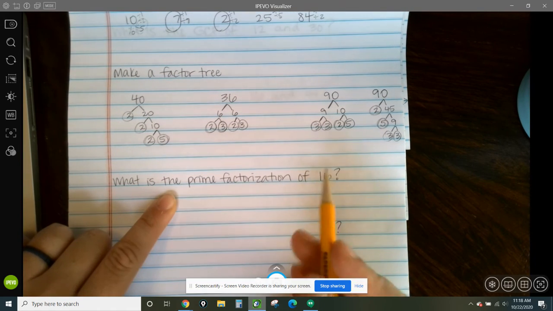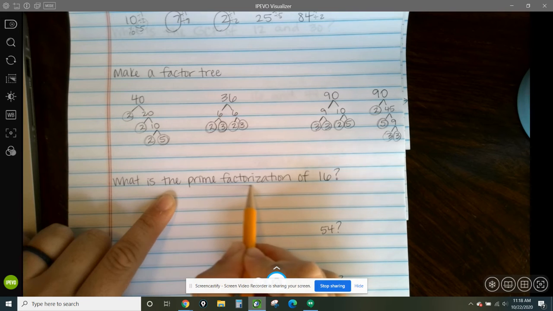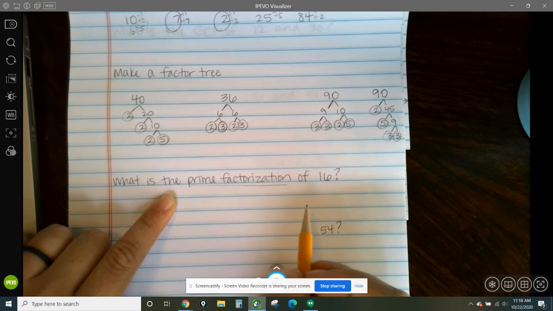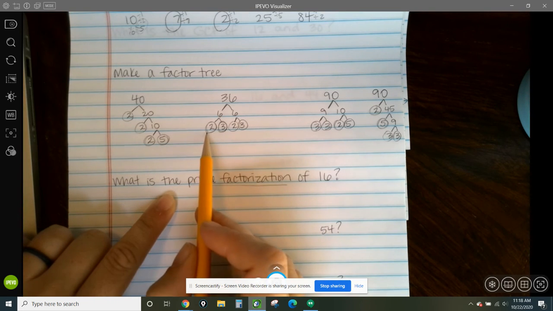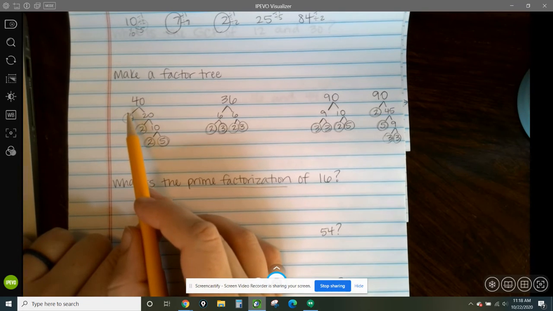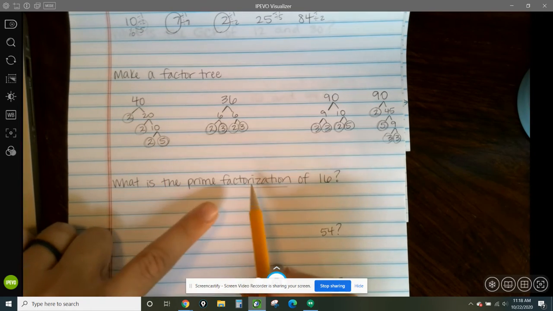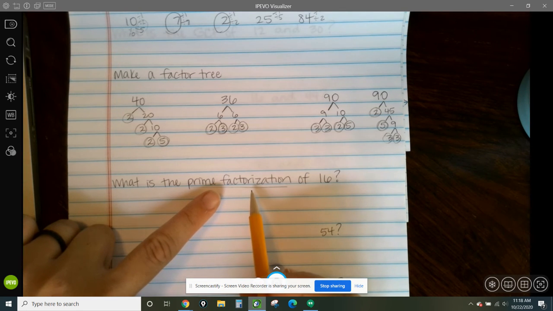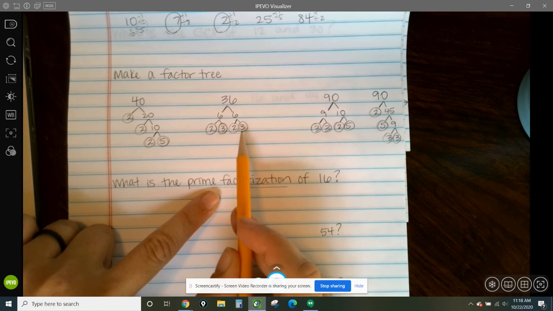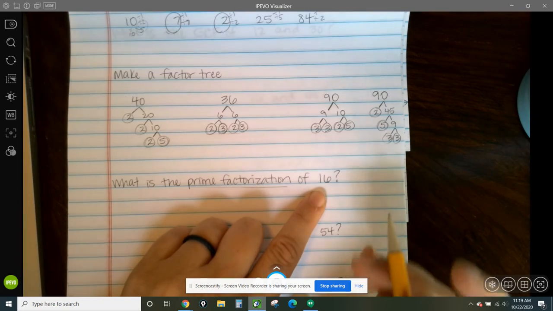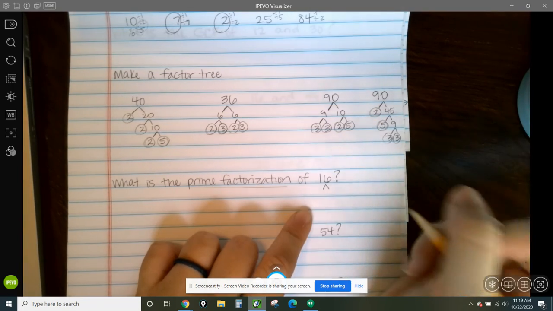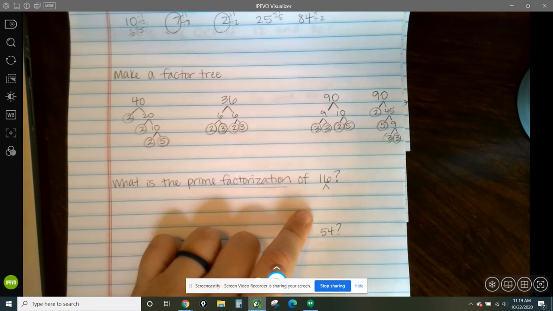Okay, if they actually ask you what is the prime factorization of something, that means they want you to list all the prime factors. So here we made a factor tree, but the point of making a factor tree is to get the prime factorization, is to list out these factors. Okay, so for the prime factorization of 16, I'm going to start with my factor tree because that's just the way I figure it out.